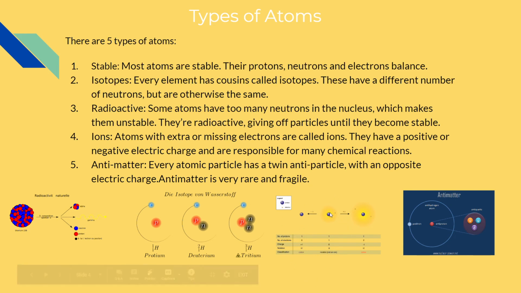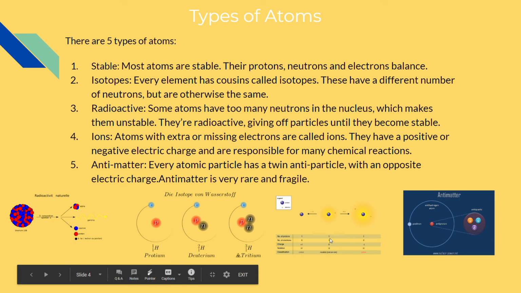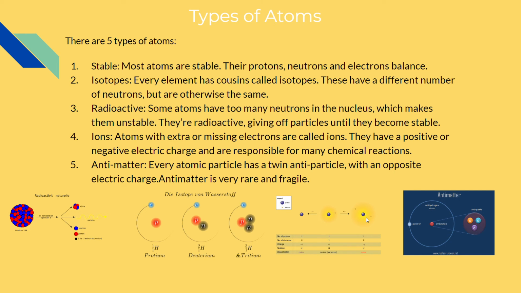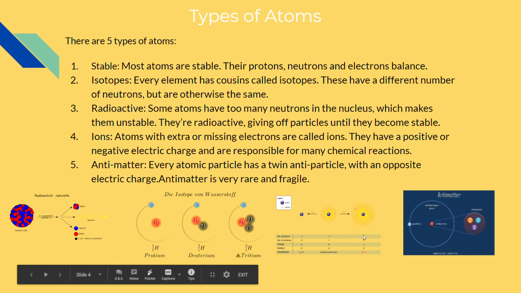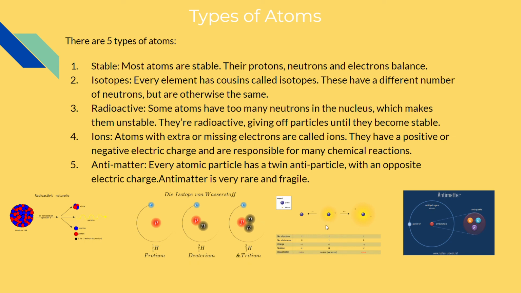In the second one, there is one proton and one electron. So as electron is negative and proton is positive charge, 1 minus 1 is equal to 0. It has no charge. Okay, in the third one there is one proton and two electrons. So 1 minus 2 is equal to minus 1, so this atom has a charge of minus 1, a negative charge.